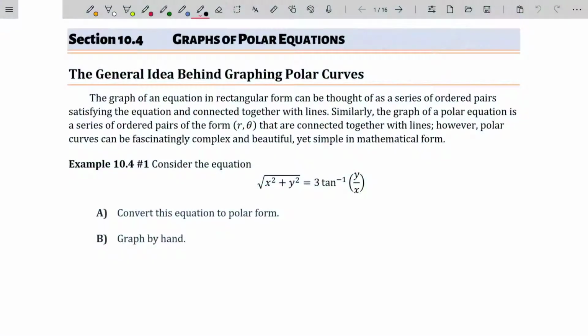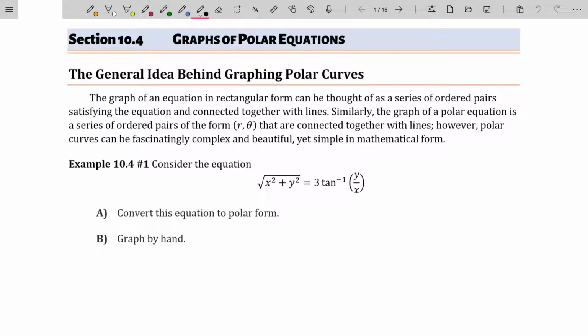Hello, my name is Roy Simpson, professor of mathematics at Cosumnes River College in Sacramento, California. This video is dedicated to the graphs of polar equations and the general idea behind graphing polar curves. Most people will memorize the graphs of polar curves. However, there's quite a few of them, and it's better if you could just generate the graph of a polar curve rather than memorize it. So that's what this video is all about: how do I graph polar curves?